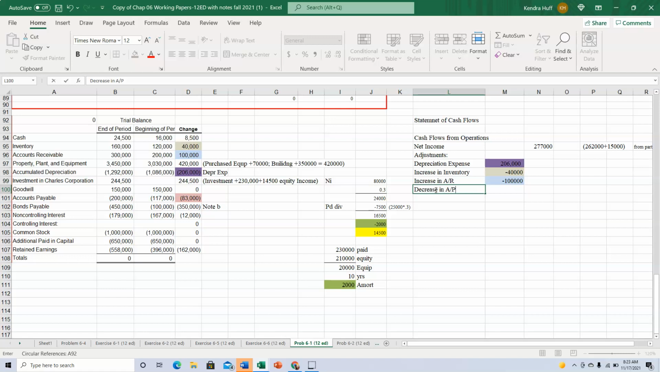Right? Did it not? Actually, it increased. It looks funny to me because they have it as credits. But if you look at it, it actually increased. So if accounts payable increased, that means we didn't pay for something. So $83,000. We add that cash back.